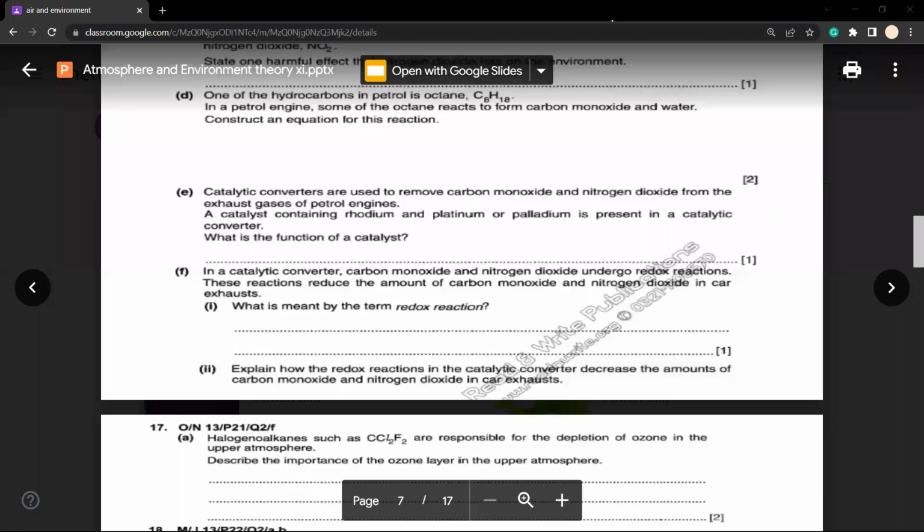Okay, here comes the last part of the question. In the catalytic converter, carbon monoxide and nitrogen dioxide undergo a redox reaction. These reactions reduce the amount of carbon monoxide and nitrogen dioxide in a car exhaust. What is meant by a redox reaction? Redox reactions are basically reduction and oxidation reactions taking place simultaneously.